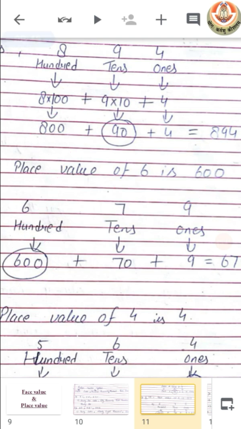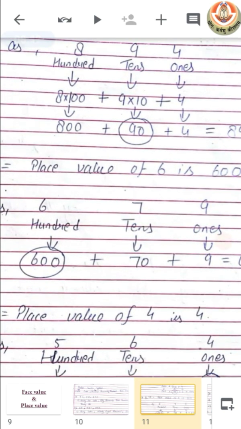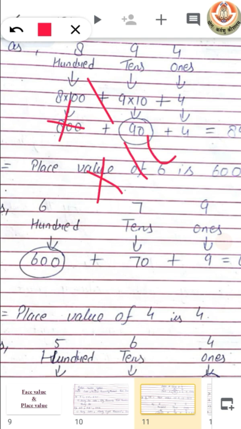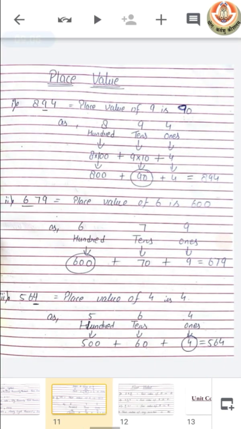Again, for the ones place, we have to multiply with 1. For the tens place, we have to multiply with 10. And for the hundreds place, we have to multiply with 100. And then we get the place value of the given digit.